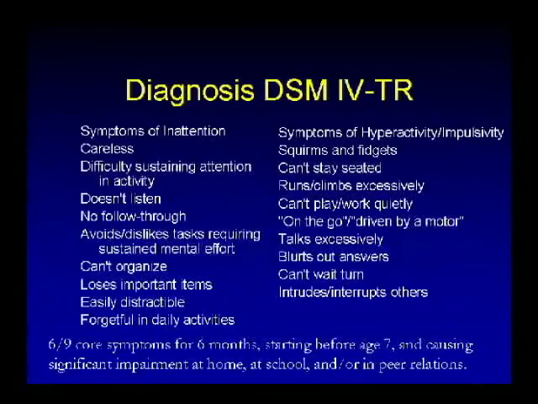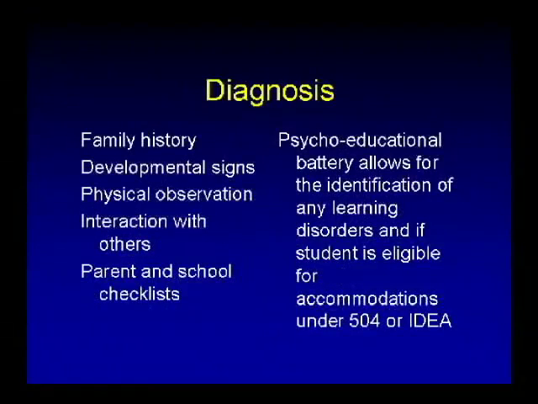Forgetful in daily activities. Symptoms of hyperactivity and impulsivity include squirms and fidgets, can't stay seated, runs, climbs excessively, can't play or work quietly, on the go, driven by a motor. An interesting statement, pretty disputed whether that's really necessary. Talks excessively, blurts out answers, can't wait turn, and intrudes, interrupts others. So 6 out of the 9 core symptoms for 6 months. Remember the age criteria on this one, starting before age 7, and causing significant impairment at home, at school, or in peer relations. For the diagnosis, you want the family history, developmental signs, physical observation in the office.